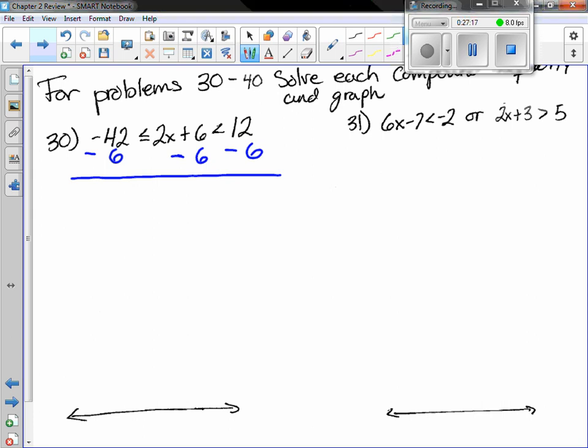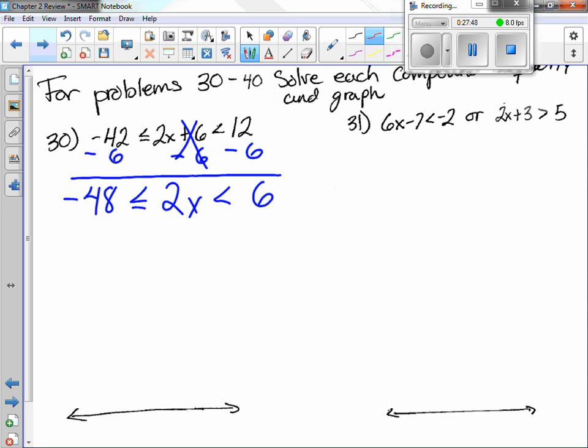Because again, we're trying to get the variable by itself, and anything we do to one side to get x by itself, we do to all three. We do it to the middle, to the left, and to the right. Because in the middle, 6 minus 6 would be 0, leaving us with just 2x. -42 minus 6 would be -48, and we could have plugged that in a calculator to make sure this works. 12 minus 6 would be 6. So the first thing we did was subtract 6 so that we can get closer to having x by itself, and we're almost there. Now the only thing we have left is the 2.